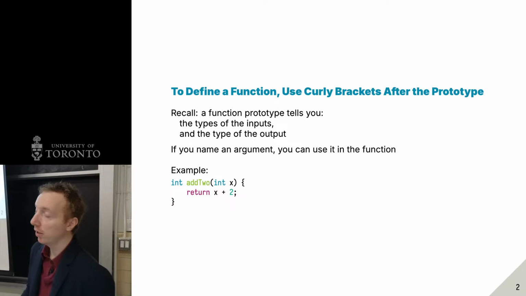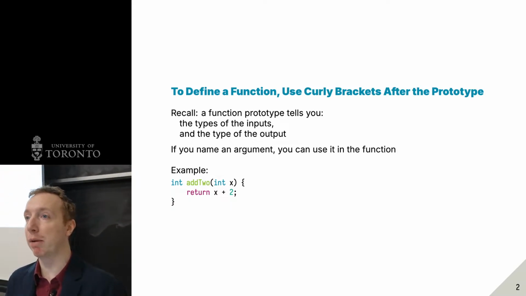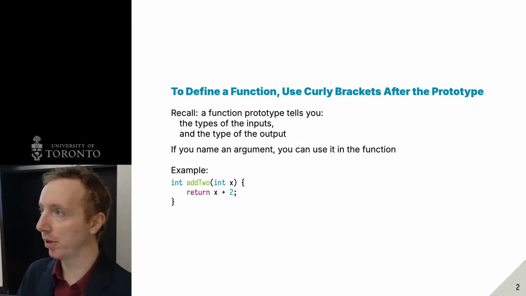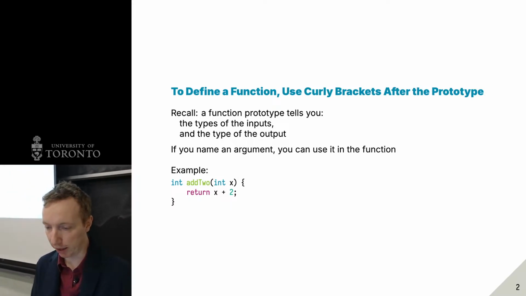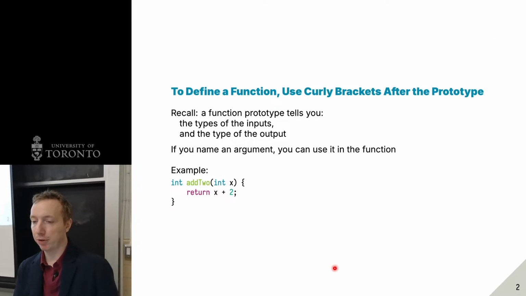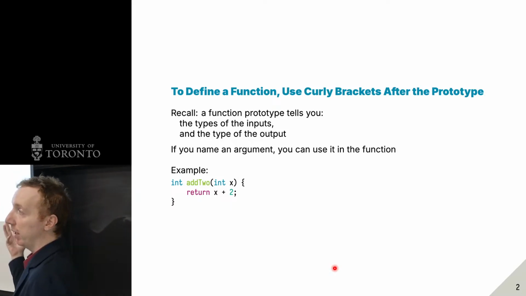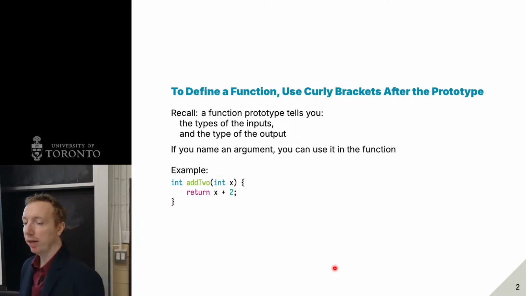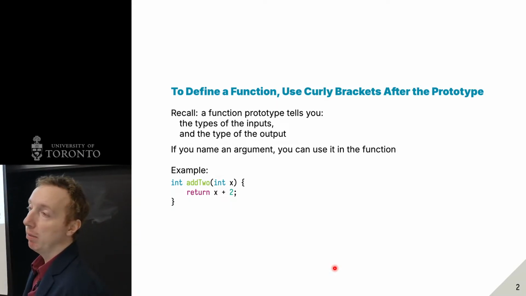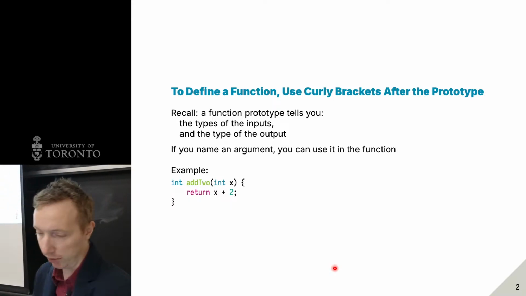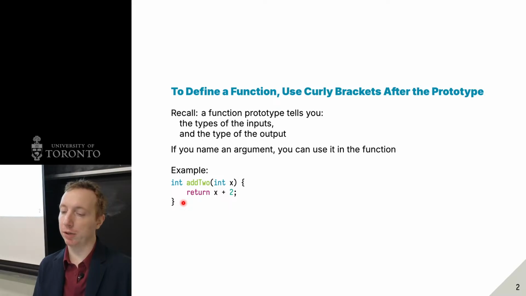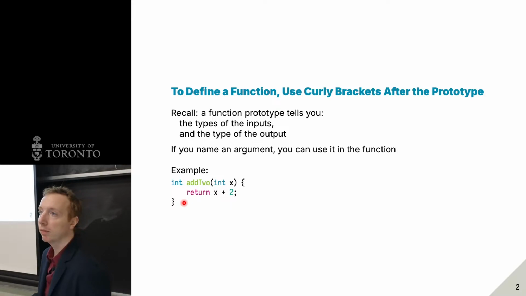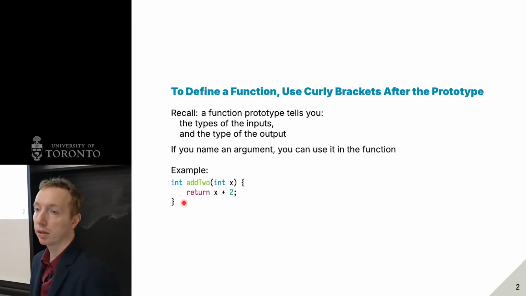So to add a function, just use curly brackets after the prototype. We saw the prototype if we wanted to declare a function called square root or something like that, or other functions in the math library. So recall, a function prototype tells you the types of the inputs and also how many inputs there are. We also call them arguments, and the type of the output. And if you name an argument, you can use it inside of the function. So for example, if I wanted to create a function, there's two ints, one inside and one outside. The one on the inside is the input, and the other one is the output.